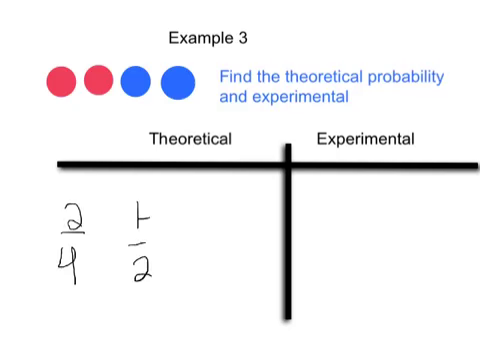Now let's find the experimental probability. To find this, you could put the marbles in a bag, pick one, put it back in the bag, and do this 3 more times. Our first time, we got a blue marble. The second time, we got a red marble. The third time, we got a blue marble. We also picked a blue marble on the 4th time.